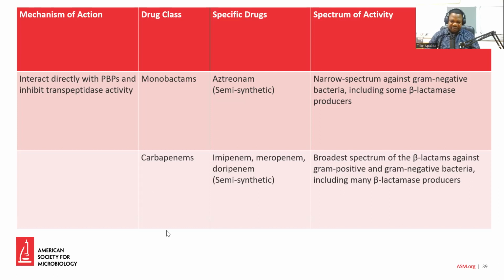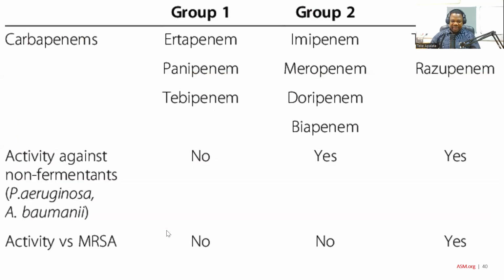Then we have one of the broad-spectrum ones, the carbapenems. The carbapenems, like imipenem, meropenem, doripenem, which are semi-synthetic, have a broad spectrum among the beta-lactams against gram-positive and gram-negative bacteria, including many of the beta-lactamase producers. So against them, we use carbapenems.